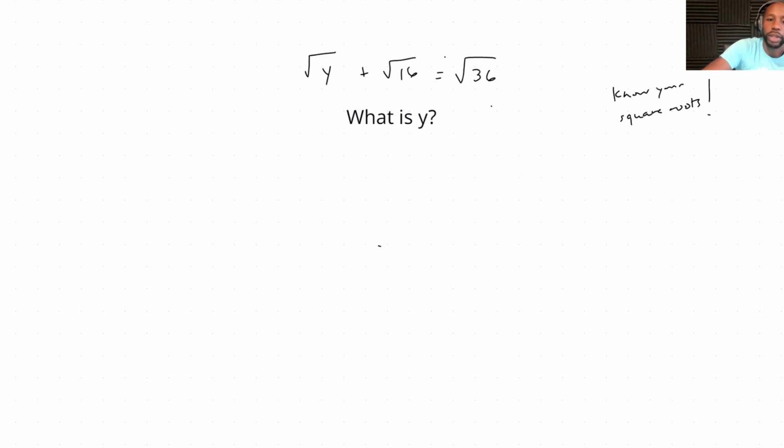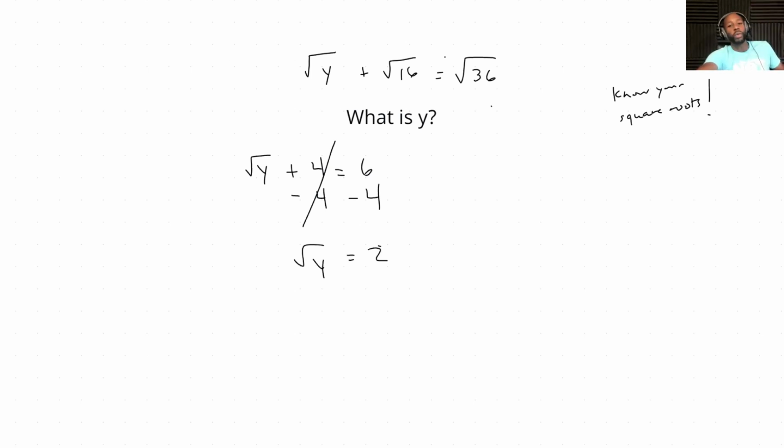All right, anyhow, let's rewrite this. Square root of y plus, now what is the square root of 16? It's 4. It equals, what's the square root of 36? 10. Ooh, I mean 6. I'm thinking too far ahead, but it's 6, not 10. Okay, here we go. Now we're going to subtract 4 from both sides. 4 goes away there. Square root of y equals 2.